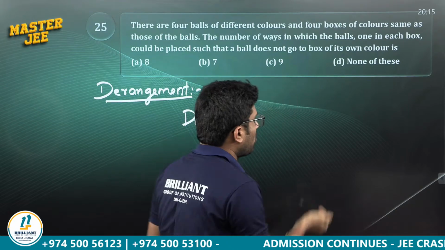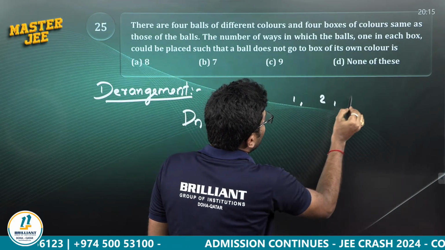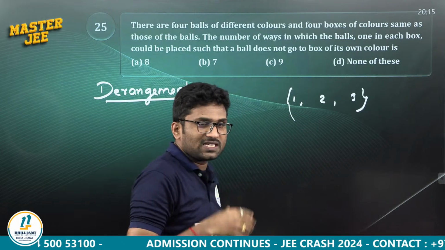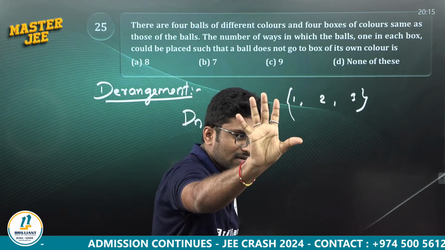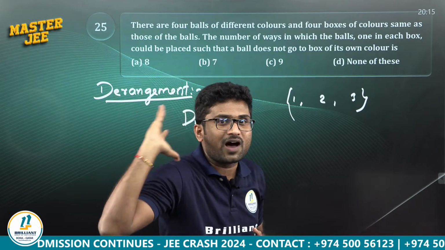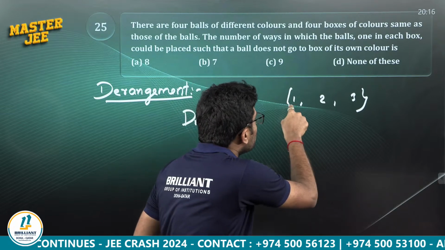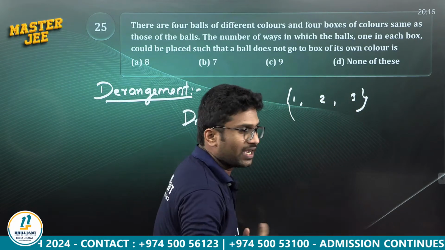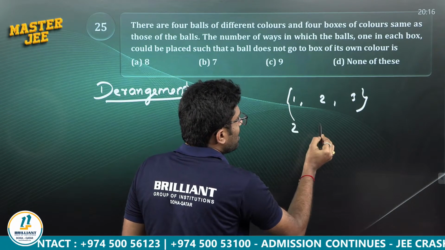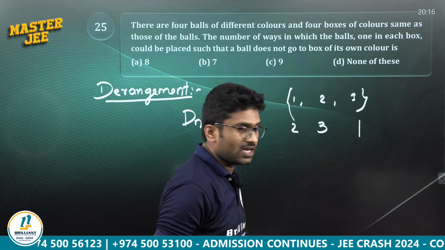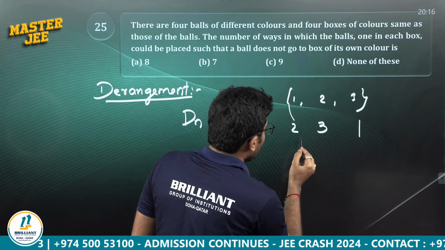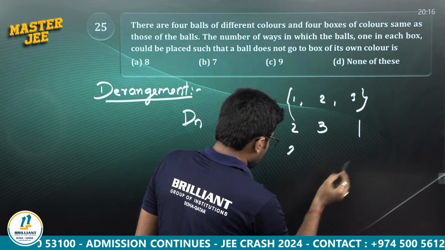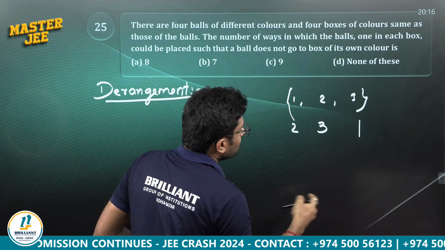Suppose I take 1, 2, 3. These are the original places of the 3 numbers. Now what are the possible ways of arranging such that 1 should not come here again, 2 should not come here again, 3 should not come here again. That means 2 can be here, 3 can be here, 1 can be here. Next, in the same way, 2 can be next. What are the different ways?